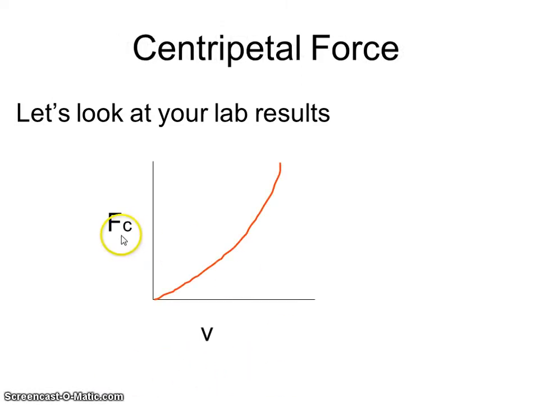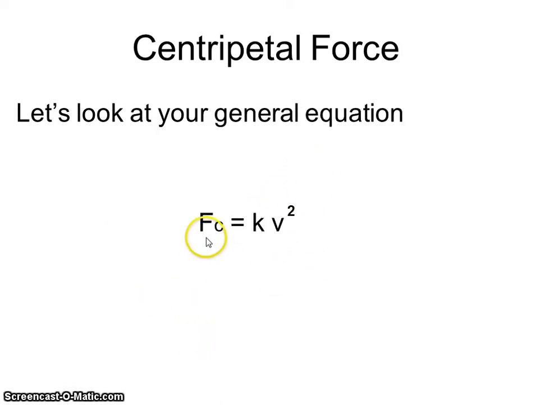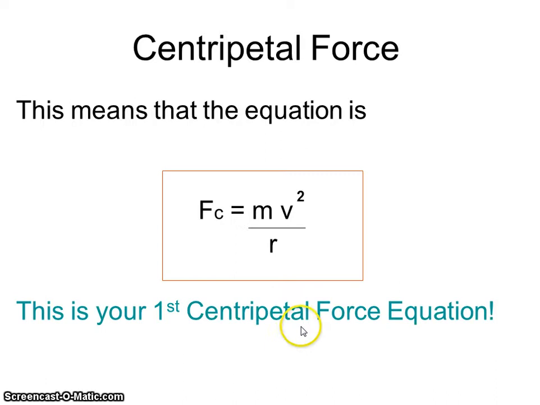We made the graph of the centripetal force versus the velocity. We got a top opening parabola. So we took all of our x values and squared them, and that gave us the straightened line. So then we get the equation that the centripetal force is some slope, some constant, times velocity squared. Well, that slope represents the mass of the object divided by the radius. So that gives us our first centripetal force equation: the centripetal force is equal to the mass of the object times the velocity squared divided by the radius. So only the velocity is squared here.